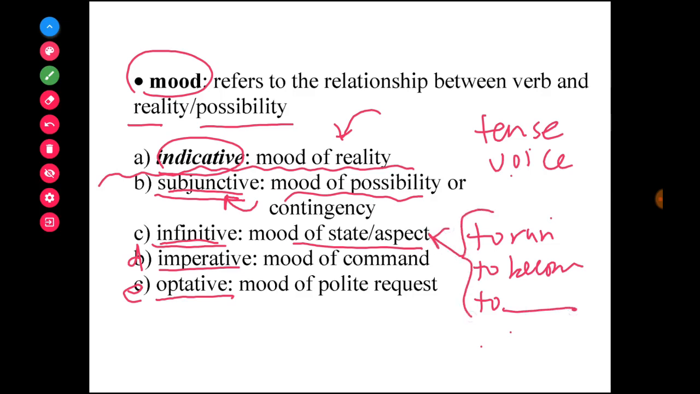The imperative mood is commands. So if I hear, say, run or be a good person, those are commands. And the optative, which is a form that we'll review in Greek, but you won't really study in any depth, is the least common. It's the mood of polite request.